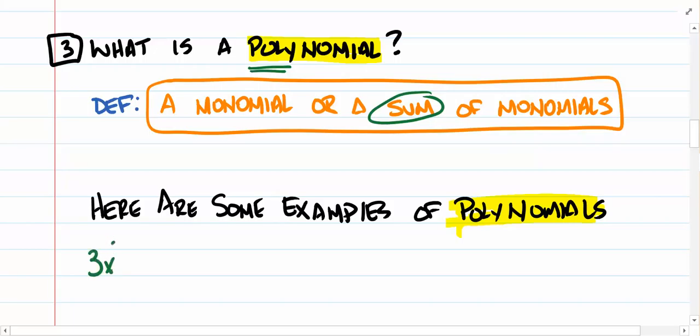So here are some examples of polynomials. Let's do 3x squared plus 6x. Notice that 3x squared is a monomial, and 6x is a monomial, and we are adding them together, so collectively, this makes a polynomial.